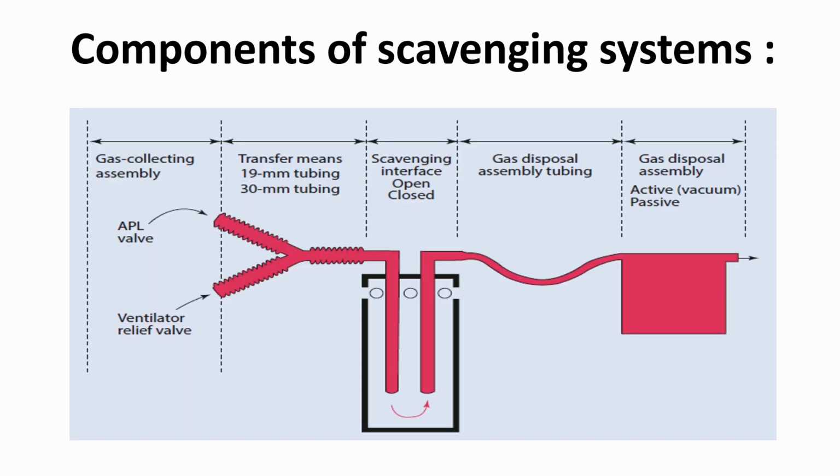So what is the scavenging system? This is a very good question for the oral exam, and also for the written exam. Components of the scavenging system: first is the gas collecting assembly, which is at the APL valve or ventilator relief valve. Then the transfer, which is a short tube. Its beginning is 19 millimeter and its end is 30 millimeter.